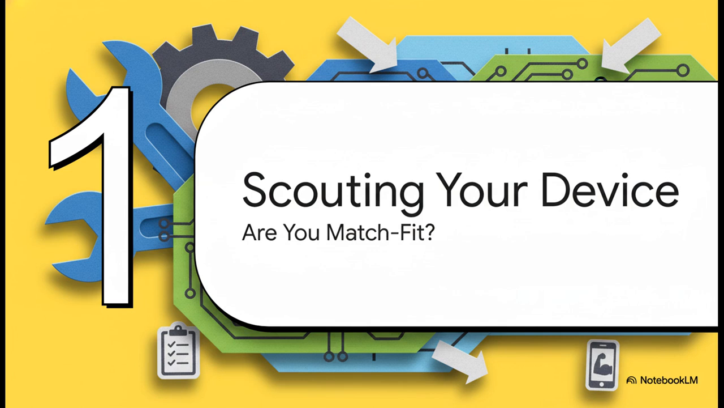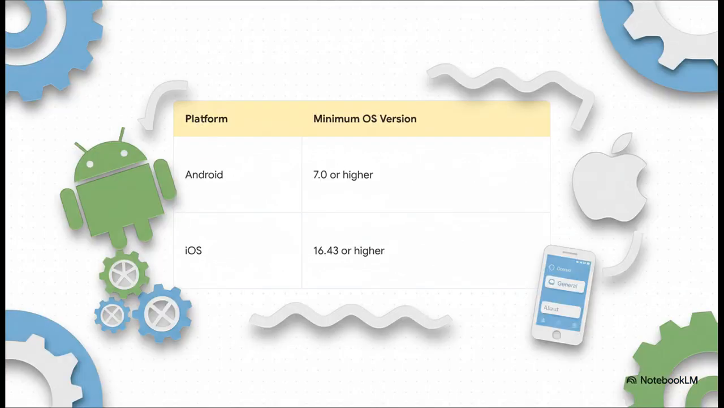Okay, first things first, scouting your device. We got to make sure your phone is match fit, right? This is a super quick prep step, but trust me, it's absolutely crucial and will save you a ton of headaches later. Let's start with the basic OS requirements. If you're on Android, you're going to need version 7.0 or higher. And for all you iOS users, that's 16.43 or higher. You can find this info really easily in your phone's settings, usually under About Phone or General. If you're good there, you're all set for the next play.